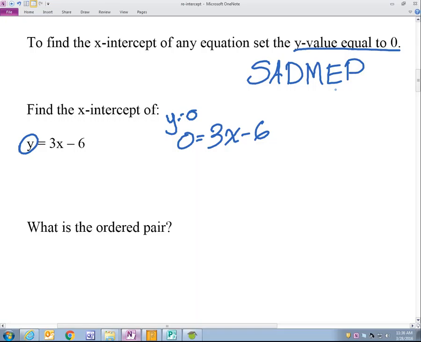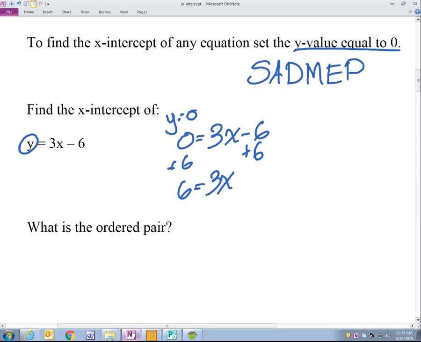So first off, do we have any subtraction? Yes, we do have subtraction. That's the first one, so we have to do the opposite of subtraction, which is addition. So I'm going to add 6 to both sides, and this is nothing new. This is actually the third time of us doing this this year, at the very least. So I have 6 equals 3x.